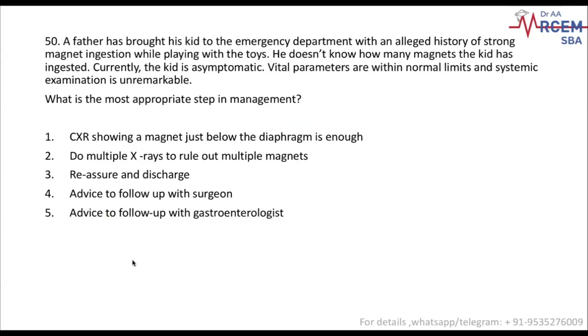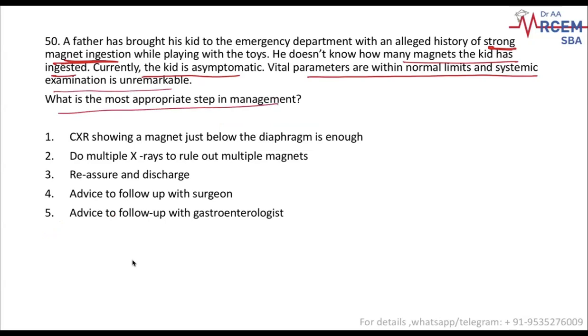A father brought his child to the ED with an alleged history of ingesting a strong magnet. Remember, whenever they mention a strong magnet or rare earth magnet, you need to remember the RCPCH guidelines. While playing with the toys, he doesn't know how many magnets this kid has ingested. Currently the kid is asymptomatic. Vital parameters are within normal limits. Examination is appropriate. What is the most appropriate next step?